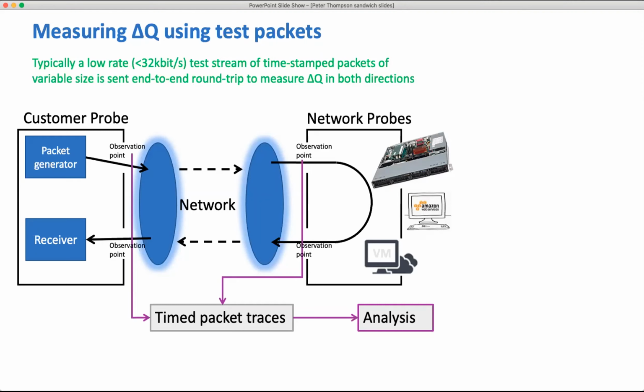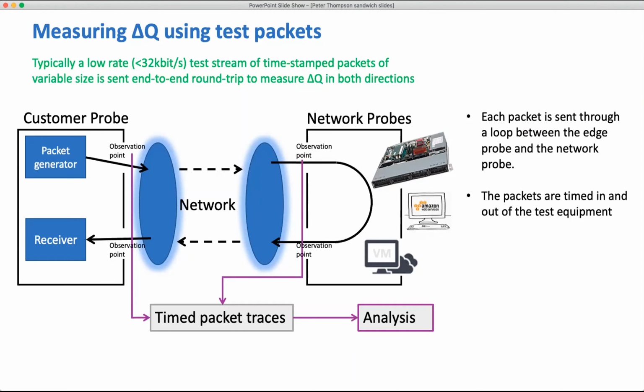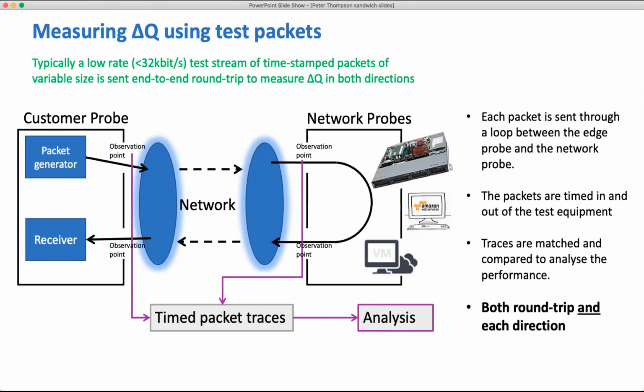Then we take the times when those packets went in and out of the various places, take all those traces and analyze them. Each packet gets sent on a loop, we time them in and out, and we match these traces to analyze the performance. That gives us information about the whole round trip and about each direction.